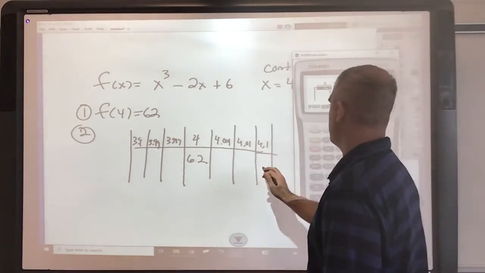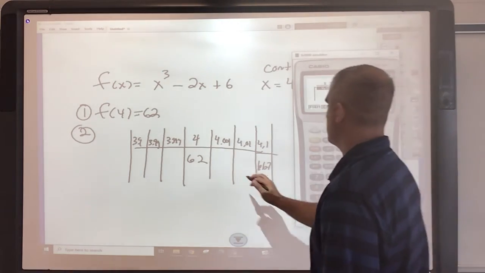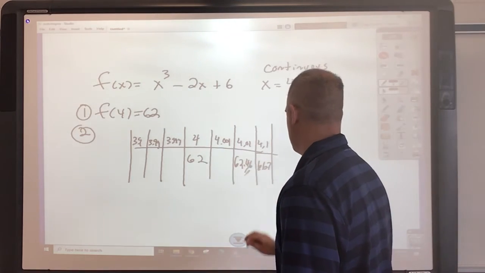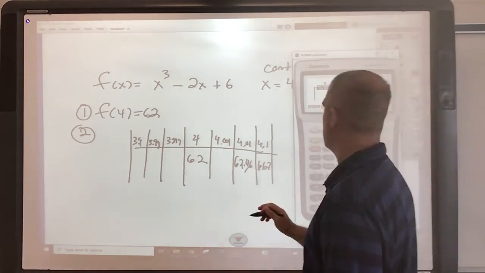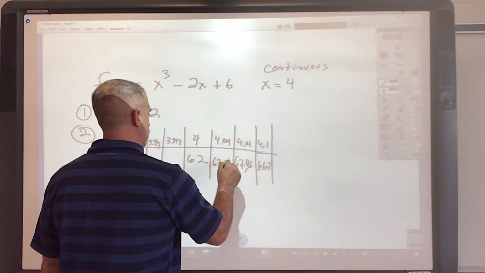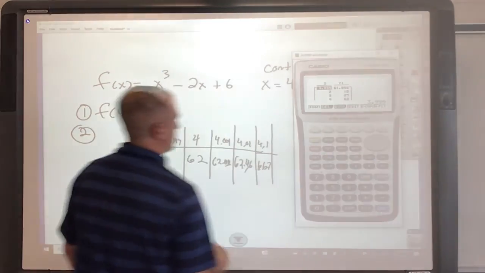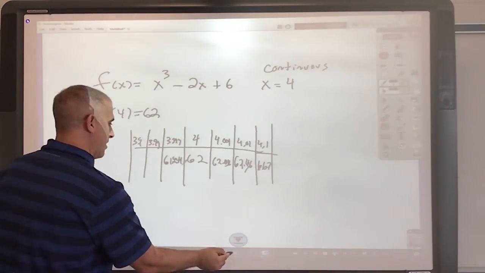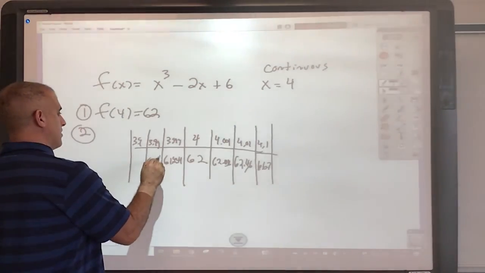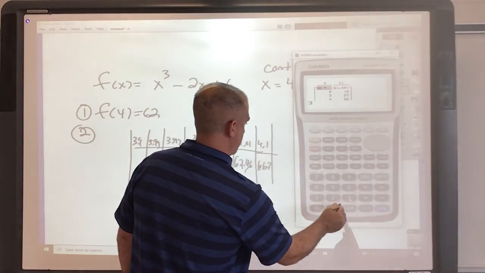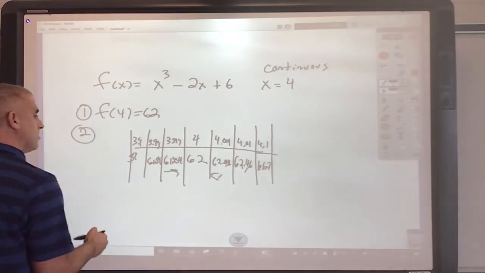4.1 is 66.7, 4.01 is 62.46, 4.001, all right, 62.046, okay, 3.99 is 61.95, okay, I think you can already see the result here, 61.54, and then 3.9 is 57. So as you can see, both approaching 62, so I'm good there.